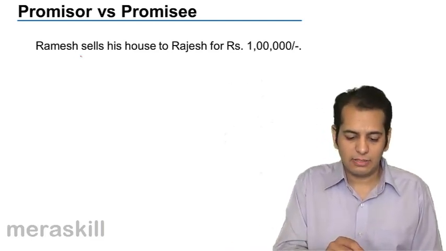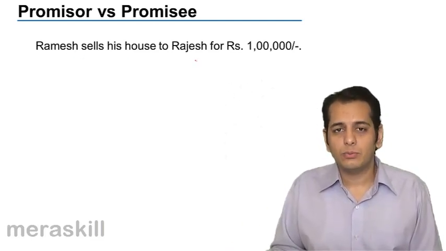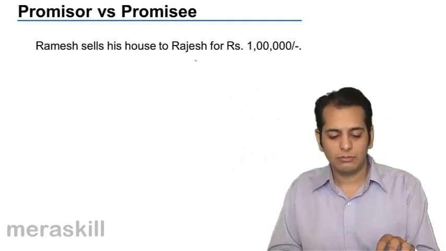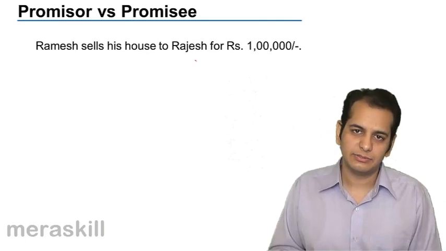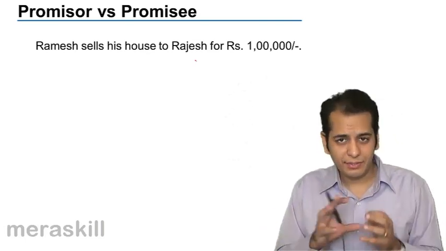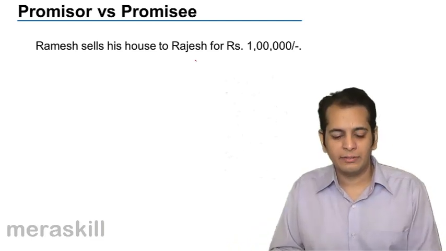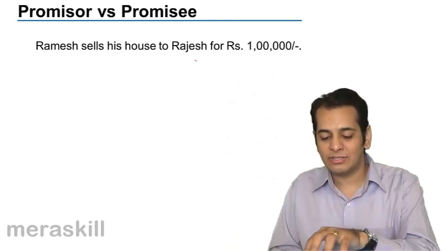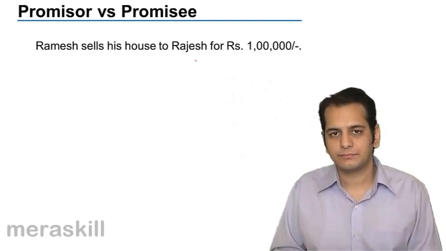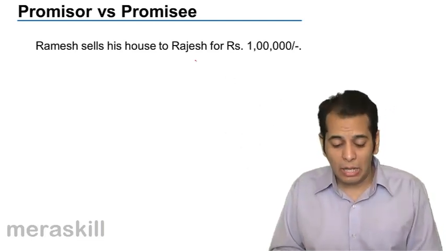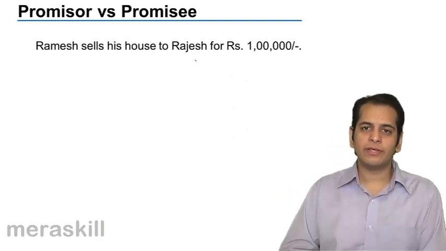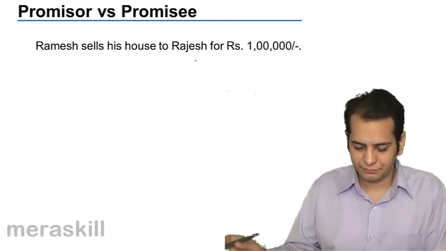Now, I have given you an example here. There are two persons, Ramesh and Rajesh. Ramesh and Rajesh enter into a contract wherein Ramesh sells his house to Rajesh for rupees 1 lakh. Now, who do you think is the promisor here? Who do you think is the promisee here?